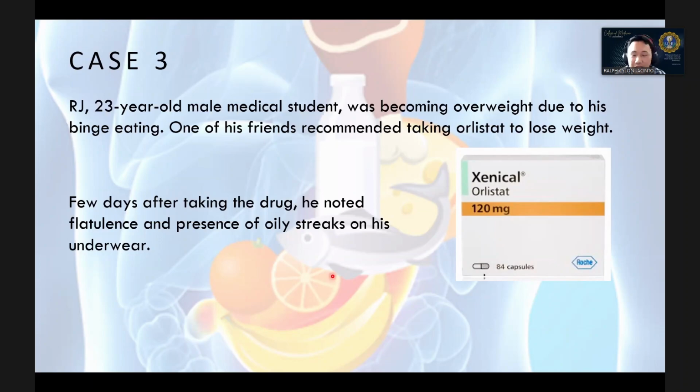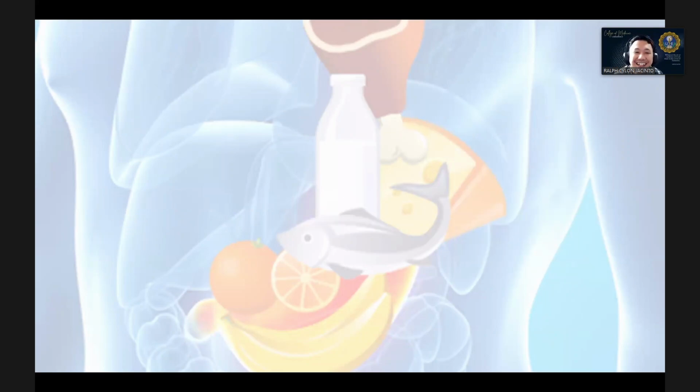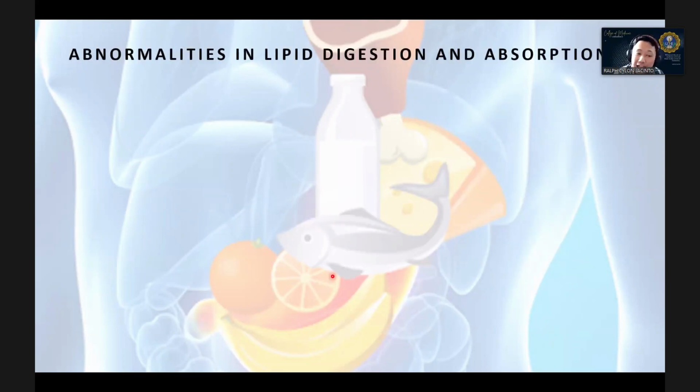Again, I'm not saying I'm this one. Hindi to based from experience. So purely fictional lang to. Okay. Now, what happens in patients taking Orlistat?